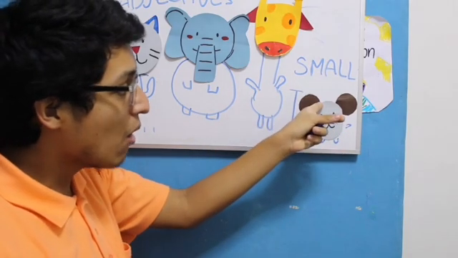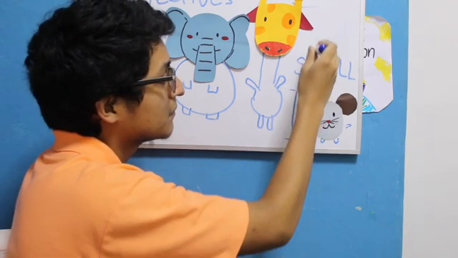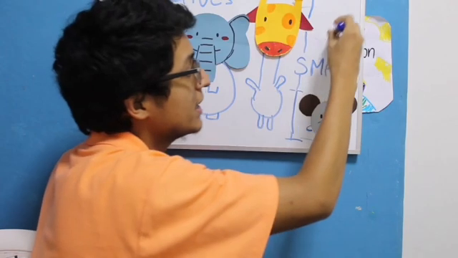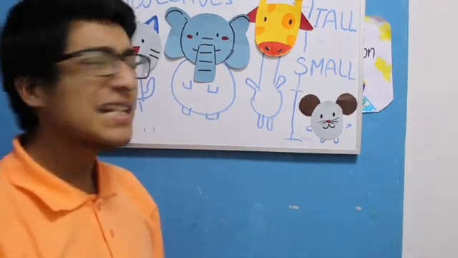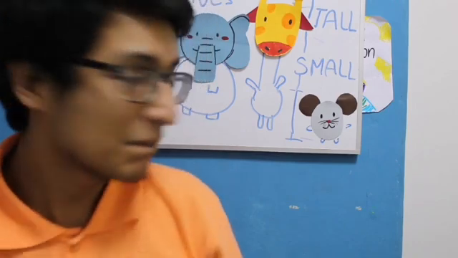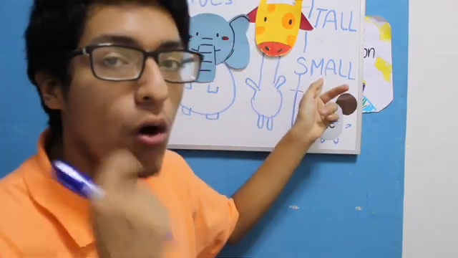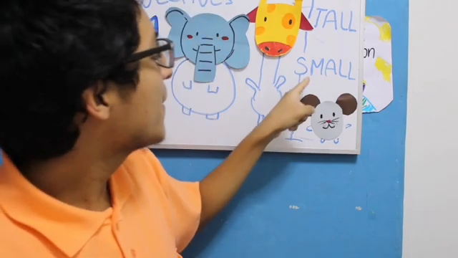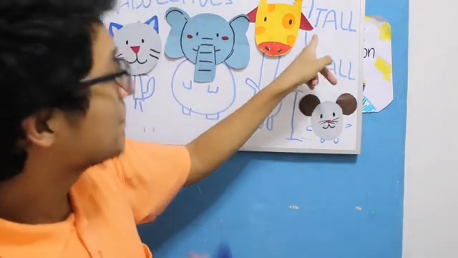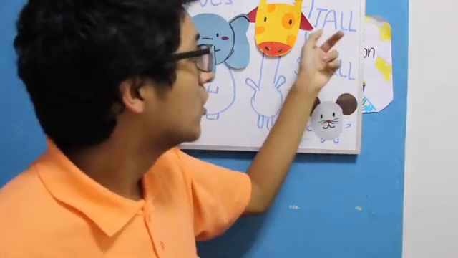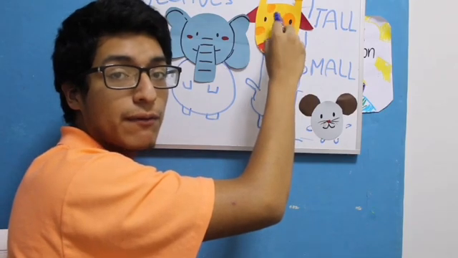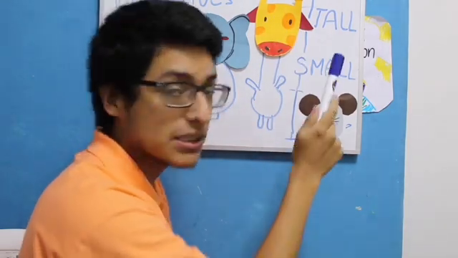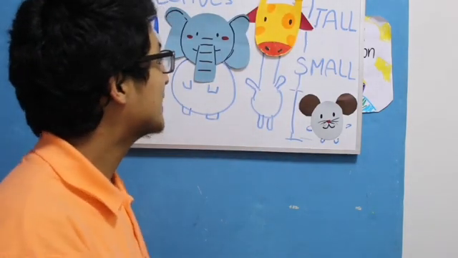Okay, the next adjective is this one. In contrast to small, this one is tall. Tall. Got it? Perfect. It's almost the same pronunciation, okay? Let's practice. Small. Got it? Perfect. And on the other side, we have tall. The giraffe is tall. And here we have the mouse that is small. Got it? Perfect.